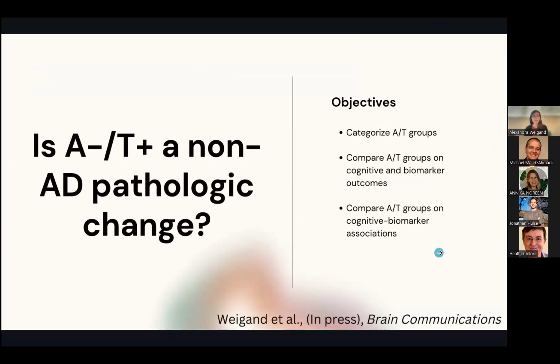So my question is: is this A-T+ group truly a non-AD pathologic change, or could they reflect an early stage on the Alzheimer's continuum? This is from a study I was working on concurrently with the previous study I mentioned that's currently in press at Brain Communications. In this study, I first categorized these amyloid and tau positive and negative groups, compared these groups on cognitive and biomarker outcomes, and compared these groups on associations between biomarkers and cognition.